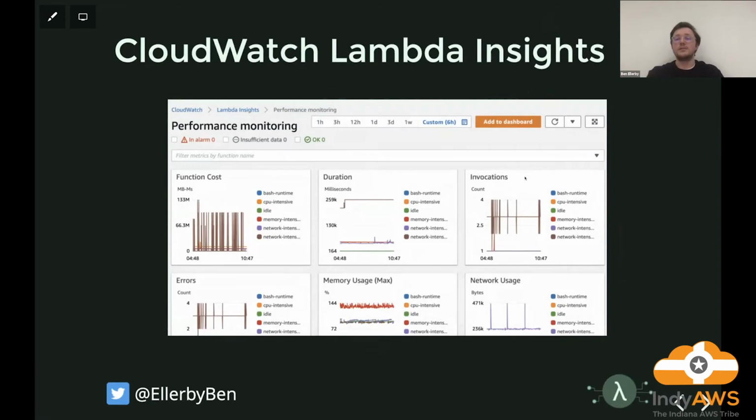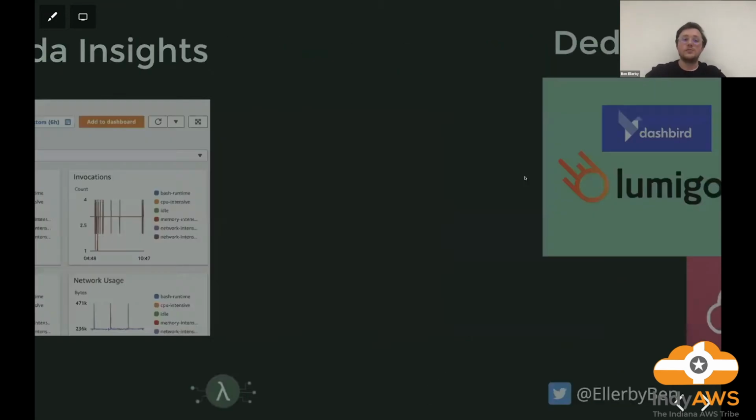In Lambda, we can specify not only the timeout, as we were talking about before the talk started, but also the memory that we're going to give. We can see if we're getting close to that upper bound. And this is very useful for performance monitoring.